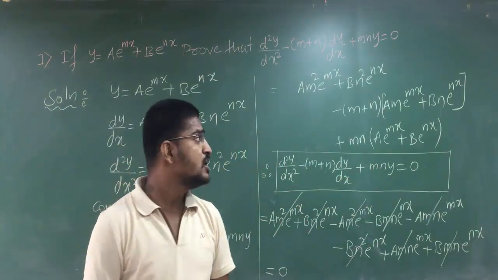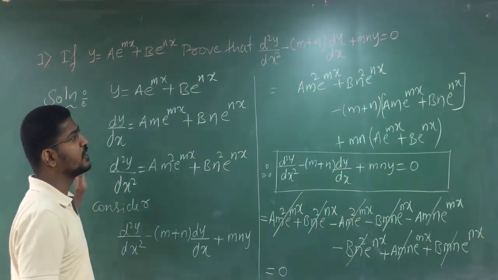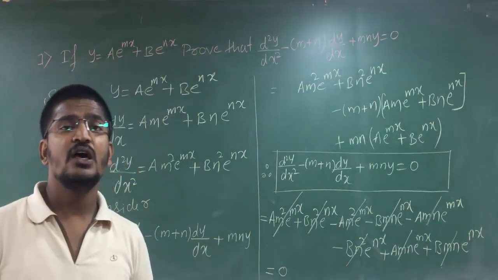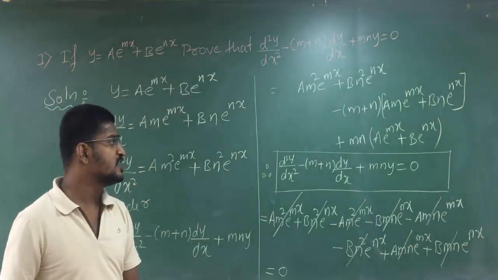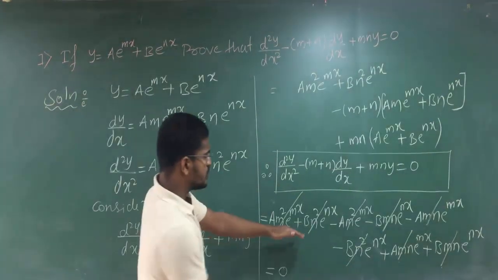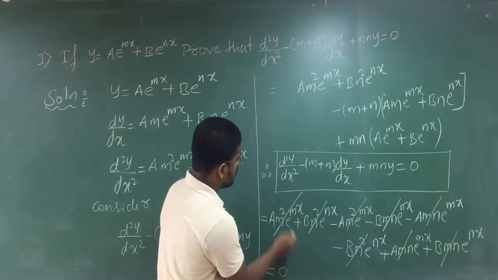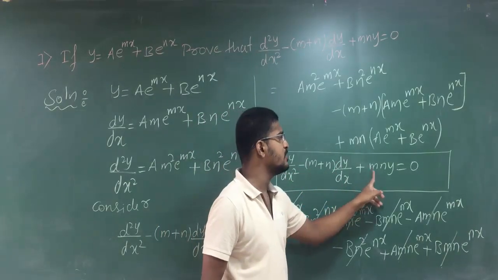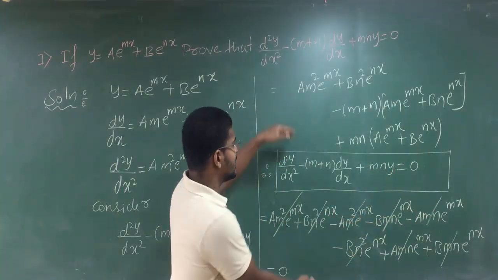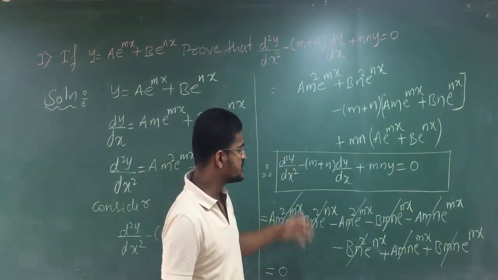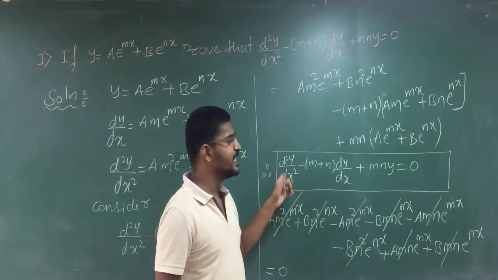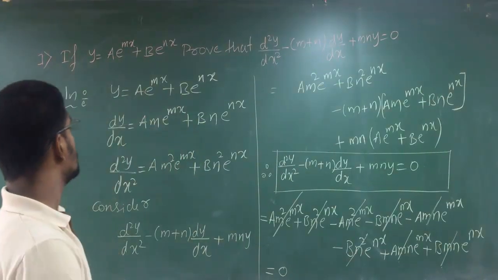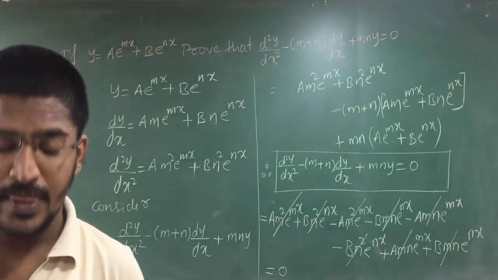Clear students? This is one of the important questions for your exam from your differentiation chapter, so make sure that this is perfect. After the 0, you take therefore d square y by dx square minus of m plus n dy by dx plus mny equal to 0. Don't write therefore in the middle of the answer. This is the last step, that is where you have to write therefore, not in the middle. Clear? Now you can write your notes by pausing your video.